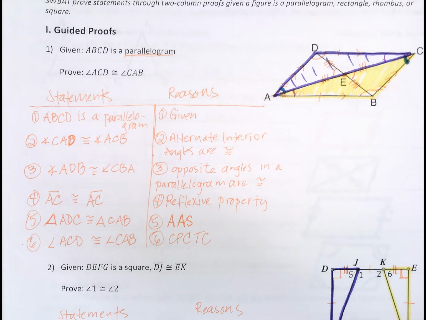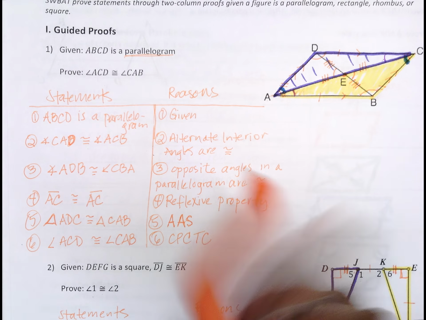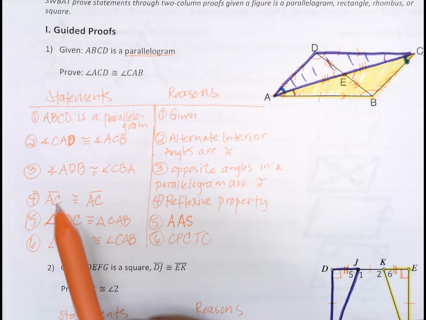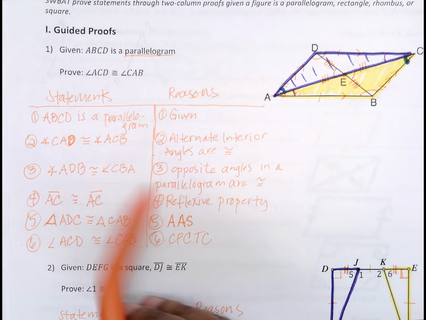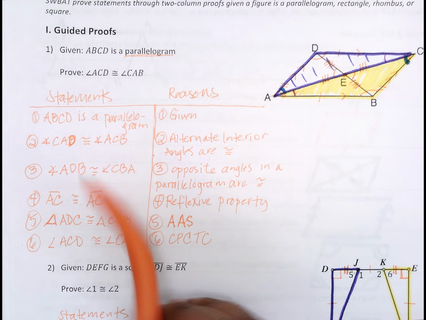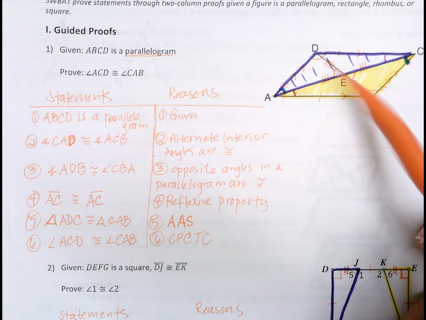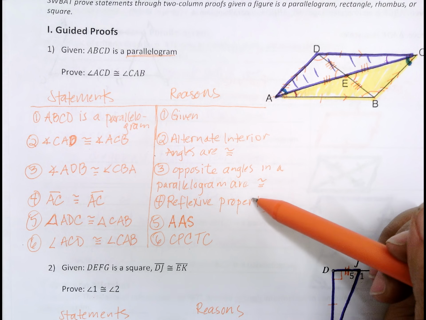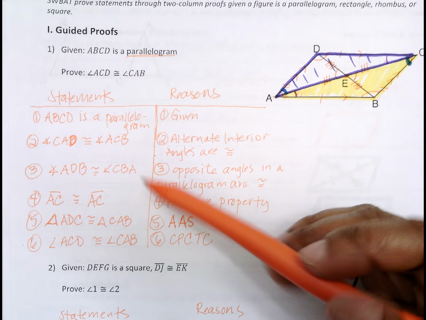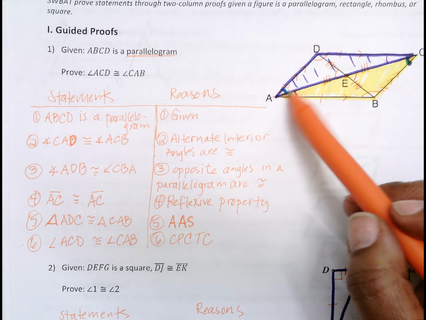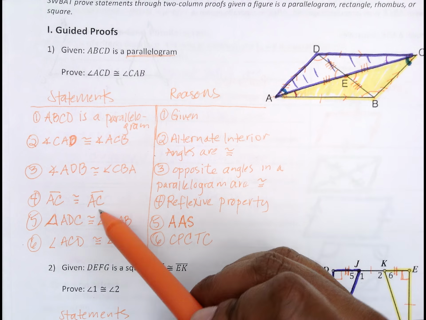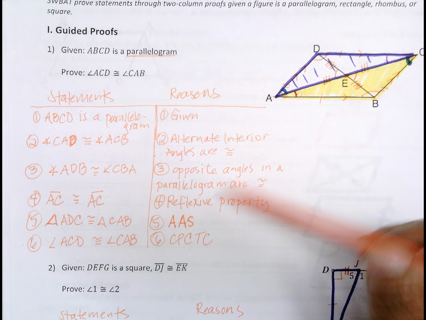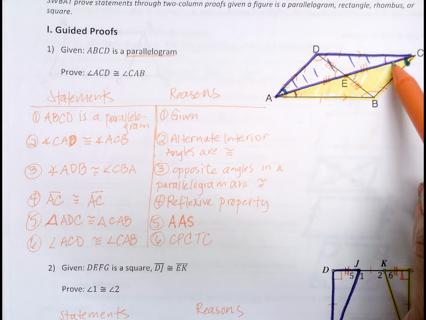All right. So, because we're stating that this is true, that this is congruent to that, because one of the properties of parallelograms is that opposite angles in a parallelogram are congruent, okay? So then our next statement is that AC is congruent to AC because of the reflexive property. They share that side. It's a shared side, okay?